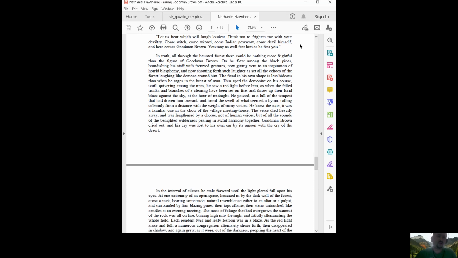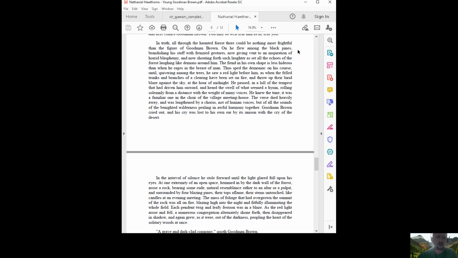"Let us hear which will laugh loudest. Think not to frighten me with your deviltry. Come witch, come wizard, come Indian powwow, come devil himself, and here comes Goodman Brown. You may as well fear him as he fear you." In truth, all through the haunted forest, there could be nothing more frightful than the figure of Goodman Brown.